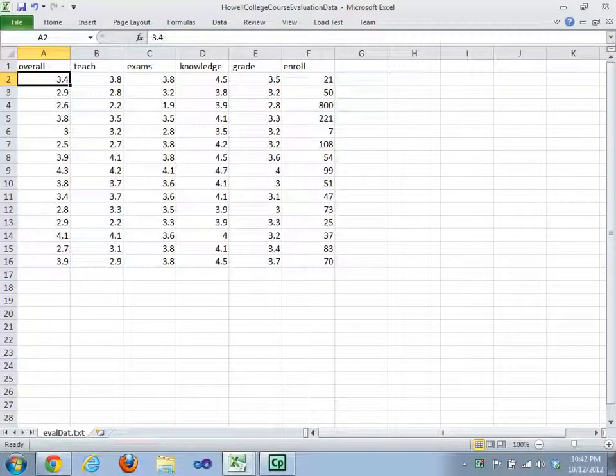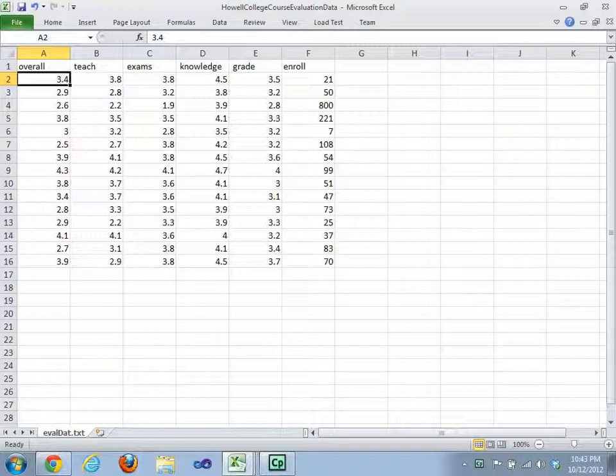Howell College course evaluations. A number of years ago, the provost of Howell College ordered an evaluation of several hundred courses taught during the preceding semester. Students in each course had completed a questionnaire in which they rated a number of different aspects of the course on a 5-point scale, 1 equaling very bad, 5 equaling excellent.